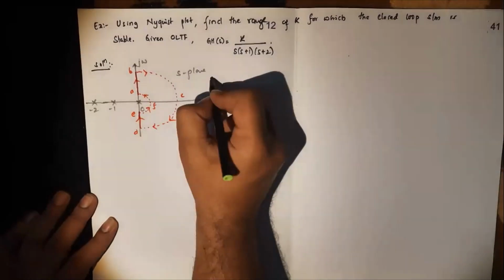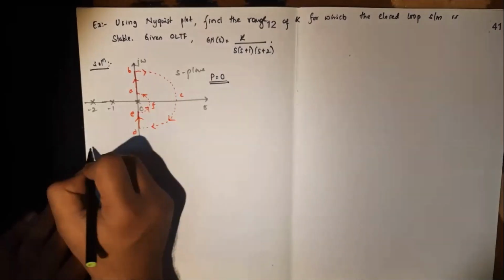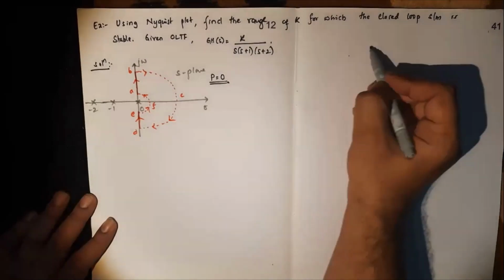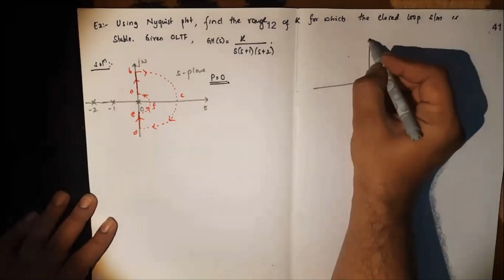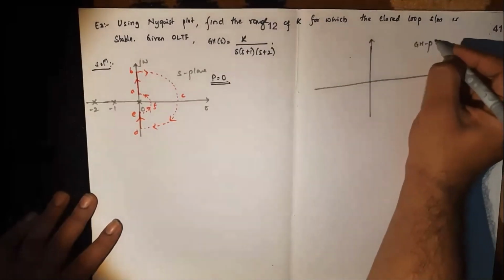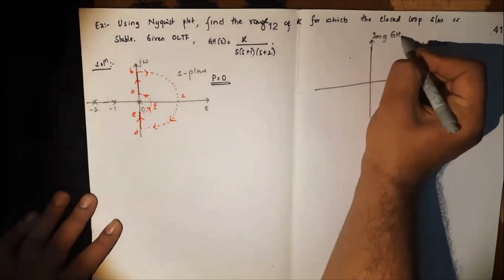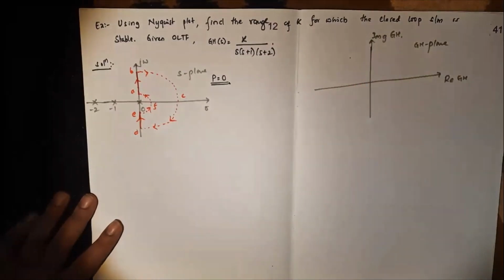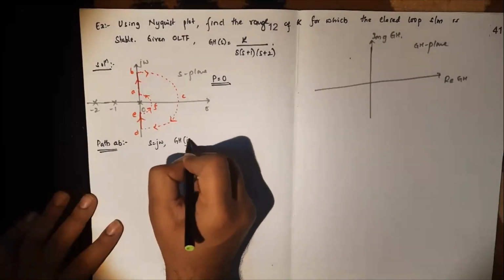So now I'll follow only one method. I will exclude the pole at origin from the right half of S-plane. So P is 0 now. Now go start mapping. So draw GH plane. So path AB, substitute s equal to j omega.